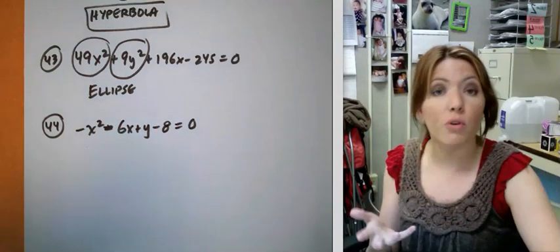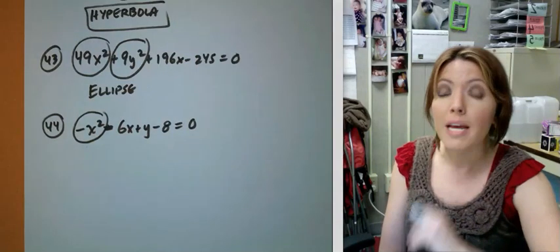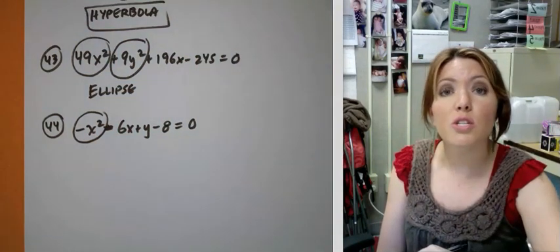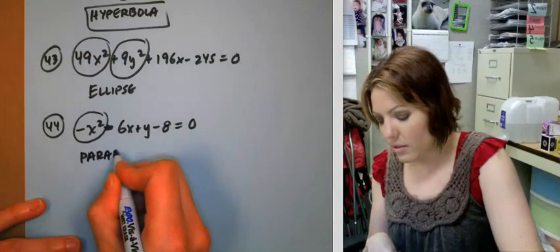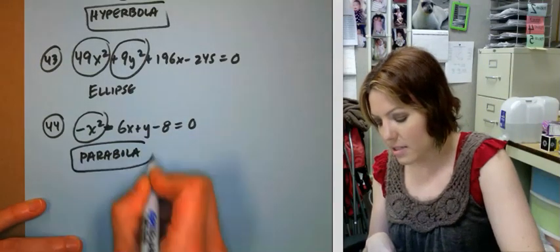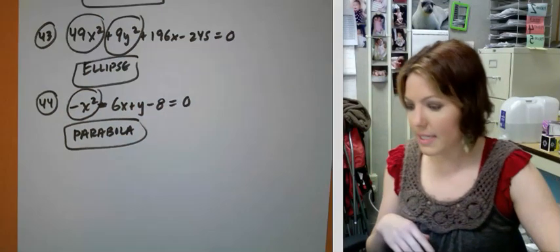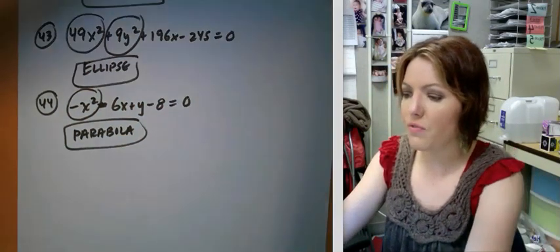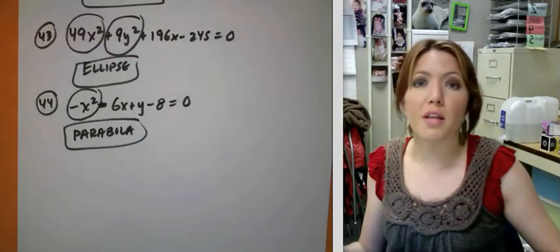Okay, so again, look for x squared and y squared, except in this case, do we have a y squared? No, we don't. If you only have one squared term, you only have a parabola. It's as easy as that. Time-wise, the next few are graphing hyperbolas, so let's go ahead and switch to another video.